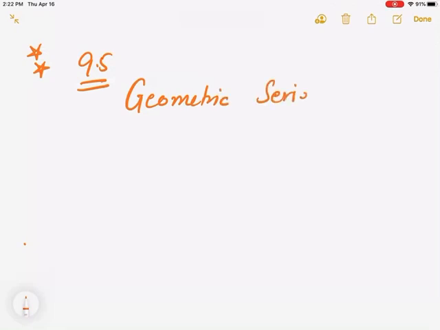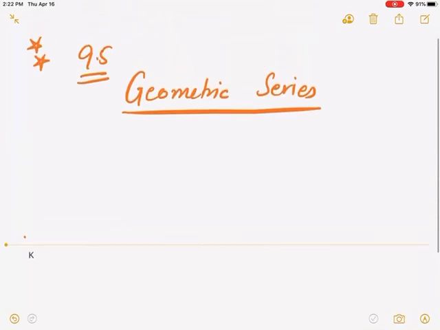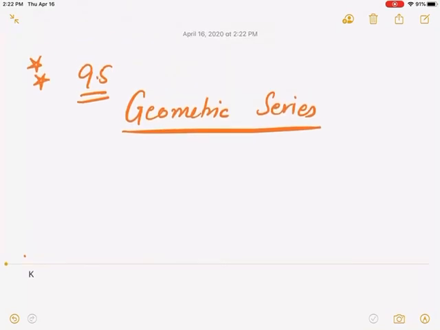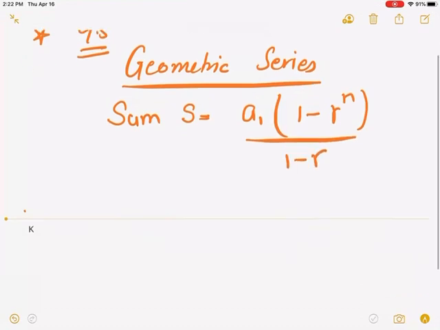Geometric series. First you should be able to check. I hope you remember, in order to be a geometric sequence or series, you have to have a common ratio between any two numbers. So you need to identify if it's geometric or not. If it is, then this is the sum equation: S equals A1 times (1 minus r to the power n) over 1 minus r.